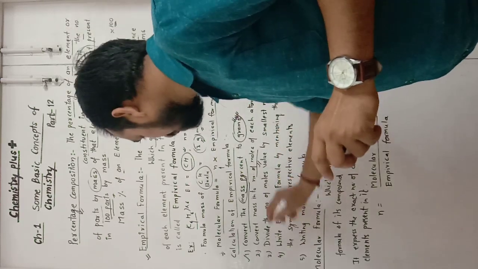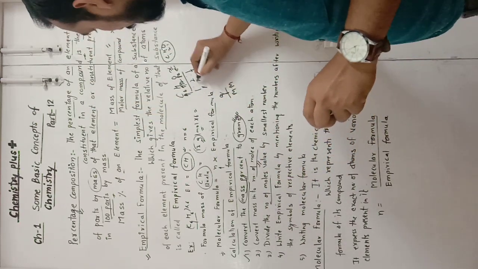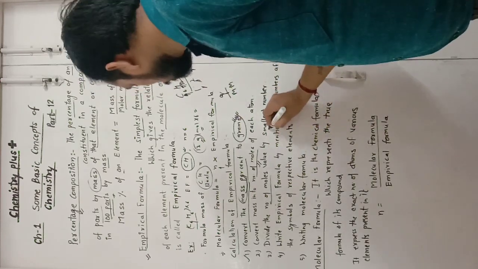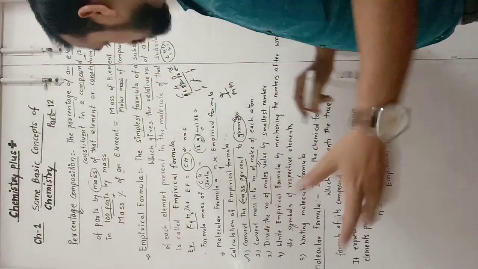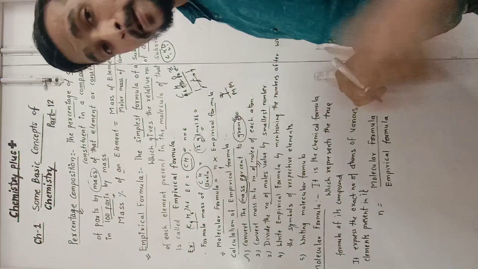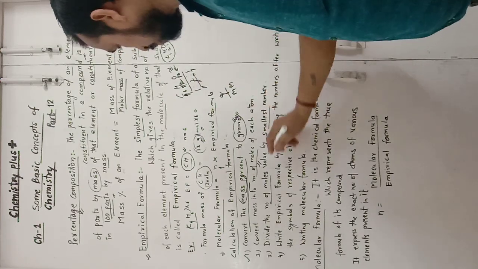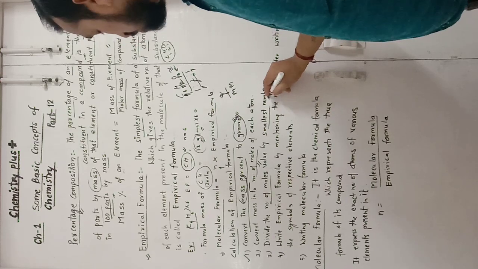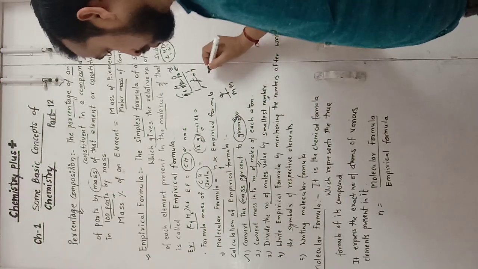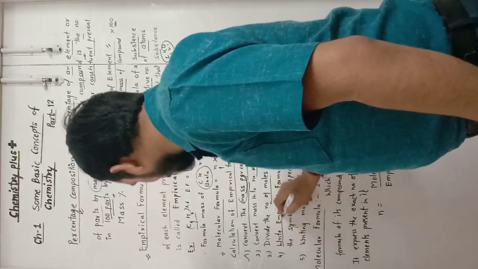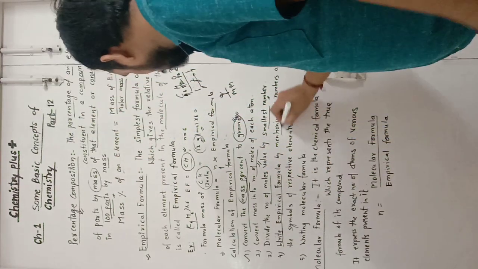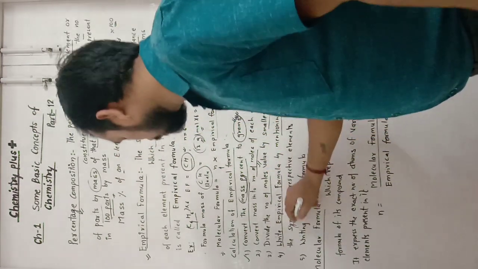So in this case, divide each number of moles, 1, 2, 1, by the smallest number of moles that we are getting. Dividing the number of moles by the smallest number, we get the complete whole numbers, and after that we need to write the empirical formula by placing the numbers after the symbols.